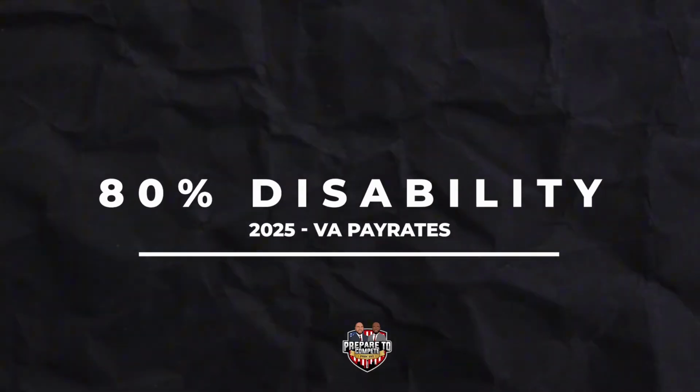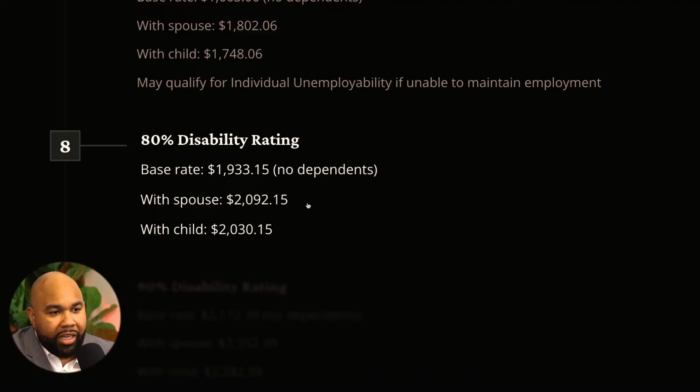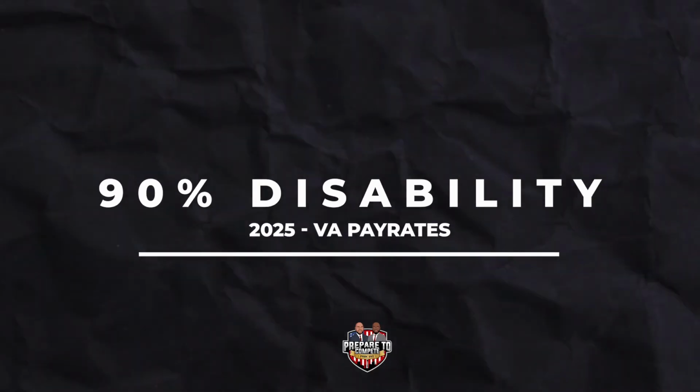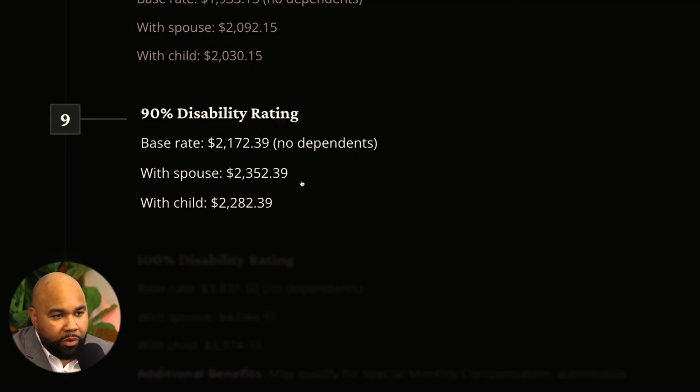Now, 80%. Again, expound upon this. It's going to be $1933 with no dependents. With spouse, $2092. With child, $2030. 90%, it's going to be $2172 with no dependents. With spouse, $2352.